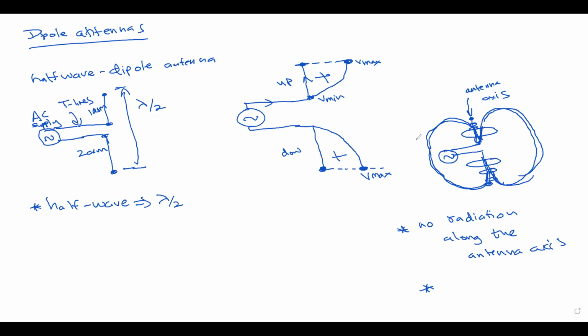All around the antenna, in 360 degrees, we have the radiation as a donut. So the radiation around the antenna is shaped like a donut.